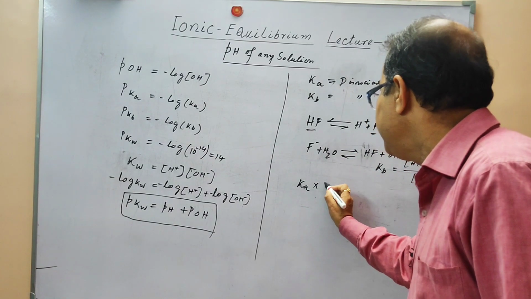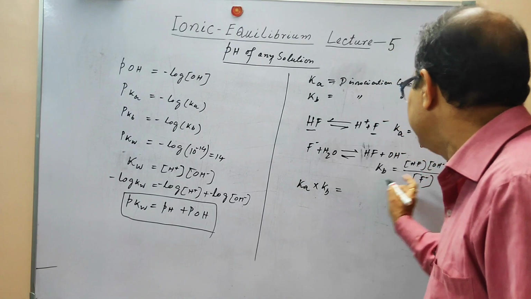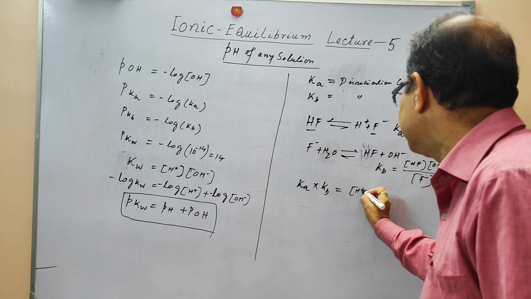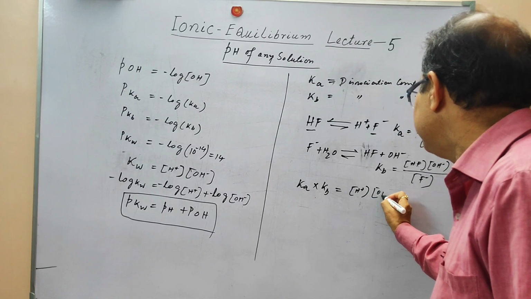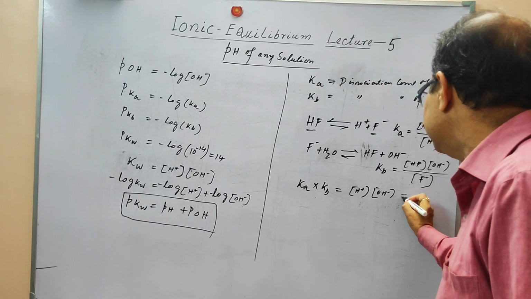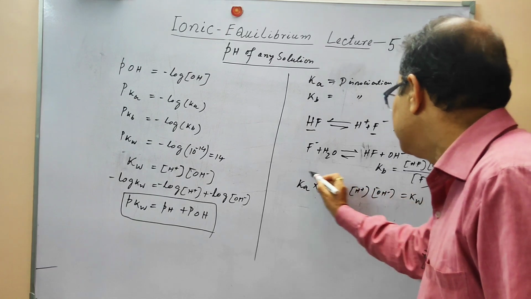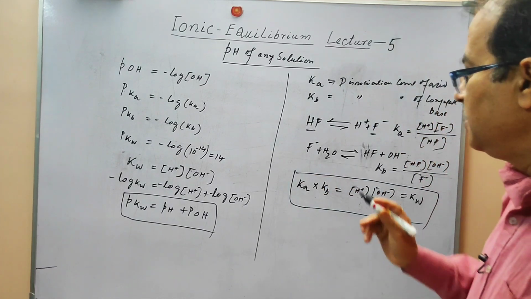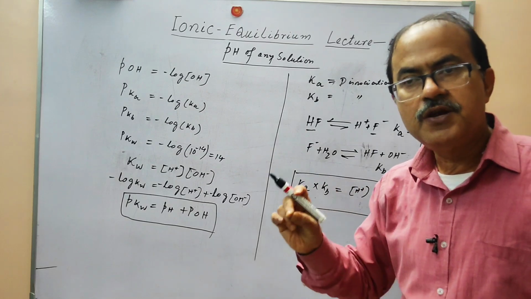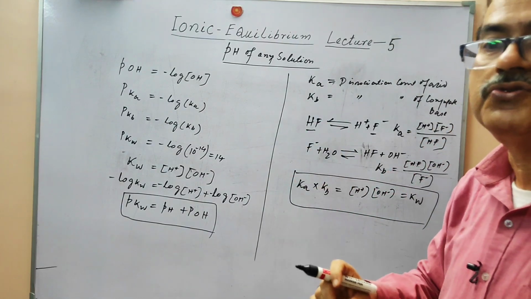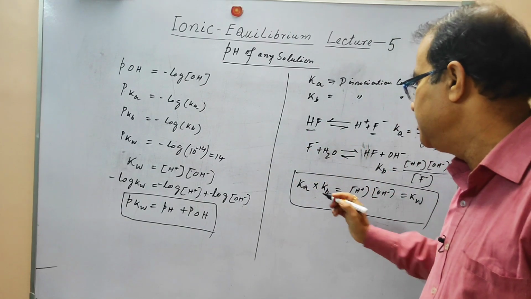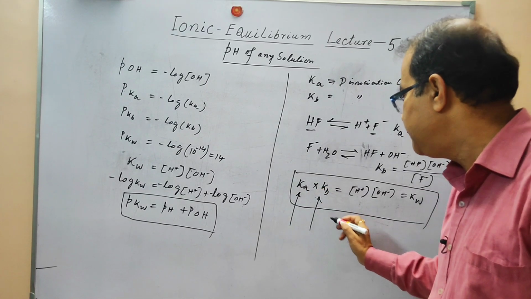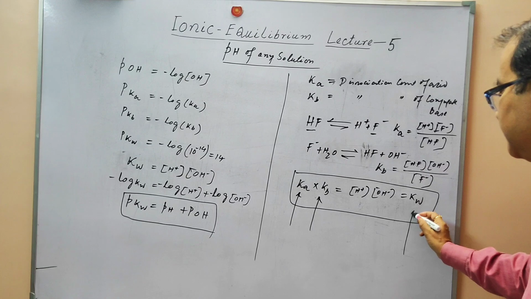Now if we multiply Ka into Kb, we will get a very important relationship. This will cancel with this, and this is basically the Kw. So that is another very important relationship: the dissociation constant of the acid and the dissociation constant of its conjugate base are correlated with the Kw.